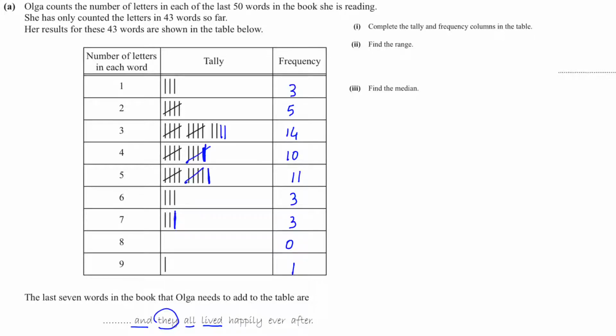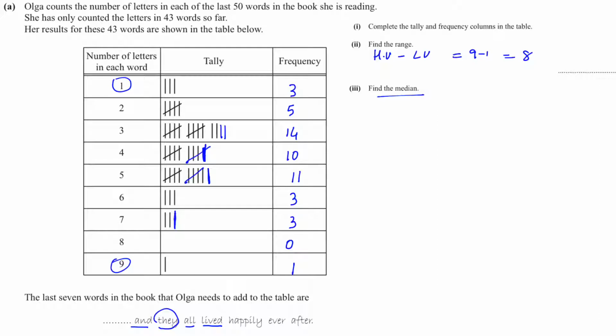The next question, find the range. Range is the highest value minus the lowest value. What is the highest value here? 9-letter word. And the lowest is 1. So it's 9 minus 1, which is 8.